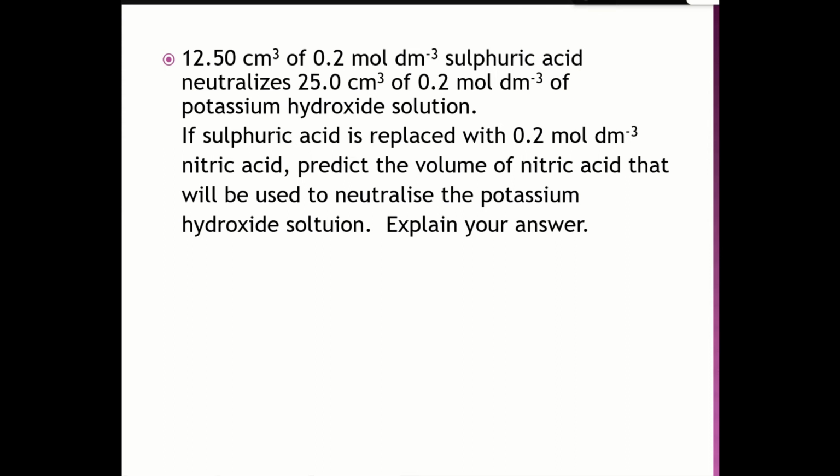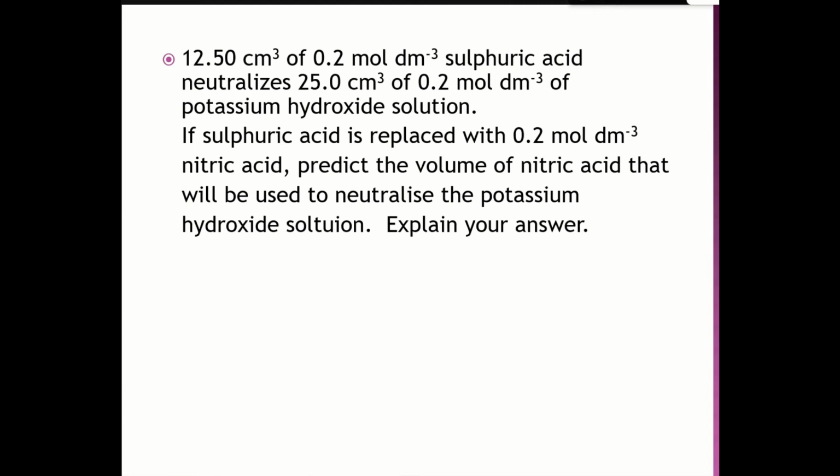Explain why. So when we come up with this question, for sure we would like to say that sulfuric acid, 12.50 cm³ of 0.2 molar, is a diprotic acid. Then if we replace it with the same molarity of monoprotic acid, what is the volume of nitric acid that needs to be used in this experiment? So for sure we come up with diprotic, monoprotic. The concentration of hydrogen ion is half that of sulfuric acid. So if we want the same number of moles of hydrogen ion as this sulfuric acid, we need to double up the volume.